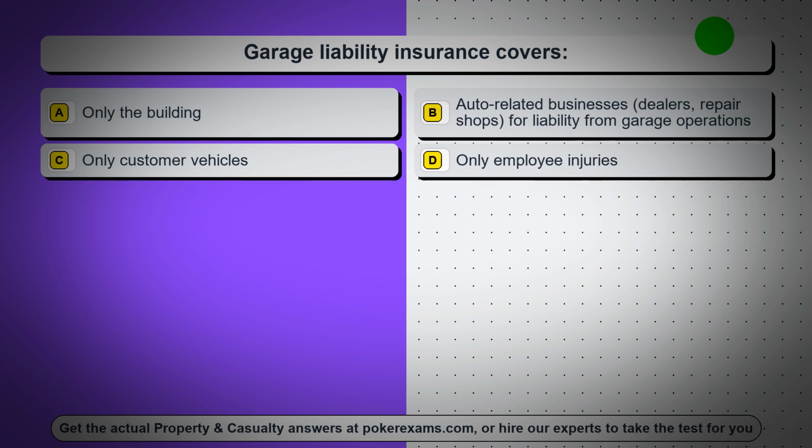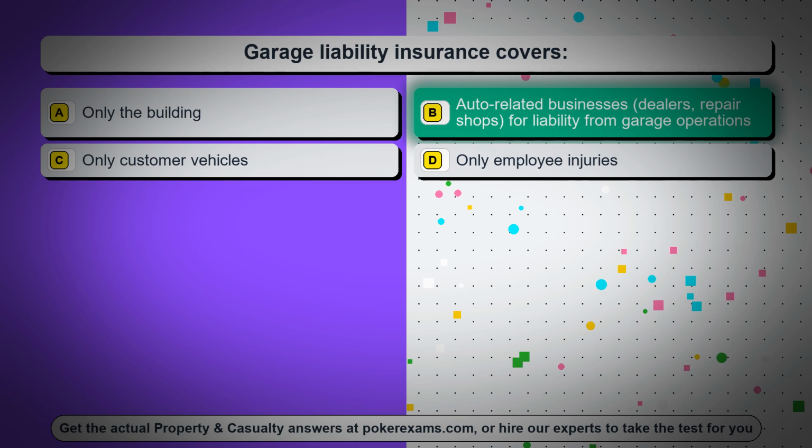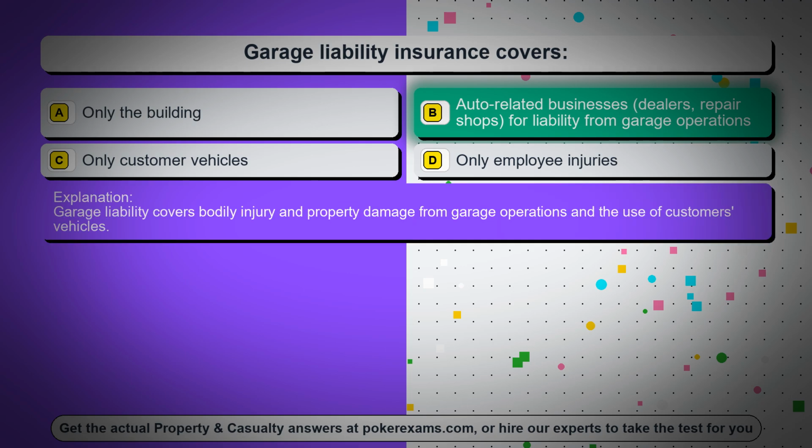Question 56. Garage liability insurance covers. Option A, only the building. Option B, auto-related businesses, dealers, repair shops, for liability from garage operations. Option C, only customer vehicles. Option D, only employee injuries. The correct answer is option B, auto-related businesses, dealers, repair shops, for liability from garage operations. Garage liability covers bodily injury and property damage from garage operations and the use of customers' vehicles.